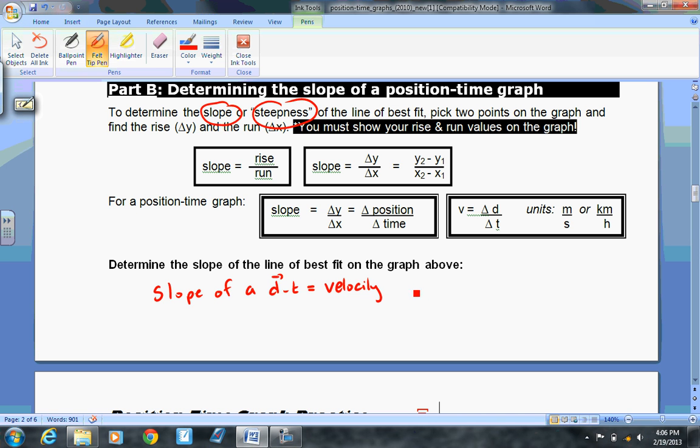So in other words, the velocity is equal to the change in the y. In this case, the change in the y happens to be my change in position, and my change in the x is my change in time. So again, slope of this graph gives you your velocity. And this is going to be important later on when we're dealing with equations.